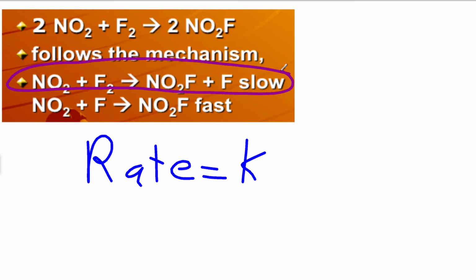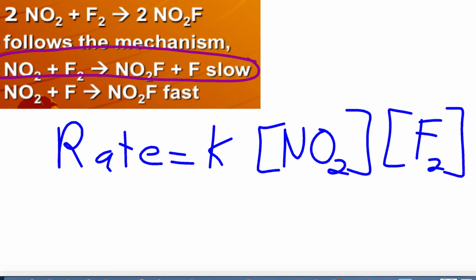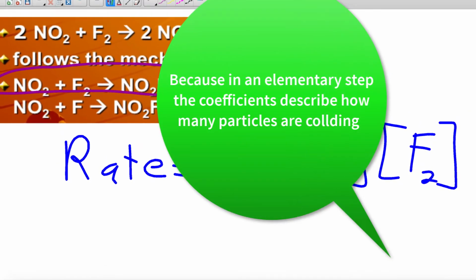Since we've identified the slowest step, in order to write the rate law, all we have to do is include the reactants of that slowest step. And now we have to figure out what the exponent of each one is. The easy part is that the coefficient in front of each reactant is what you use as an exponent. In front of NO2 is a 1, and in front of F2 is a 1.